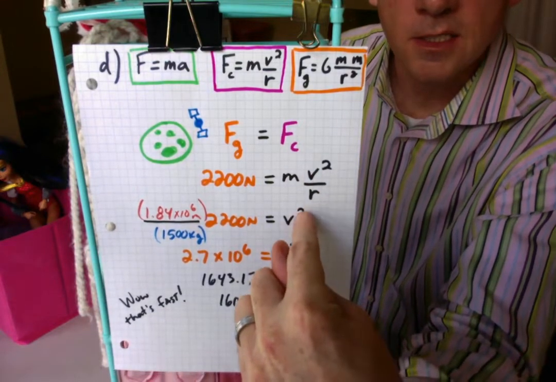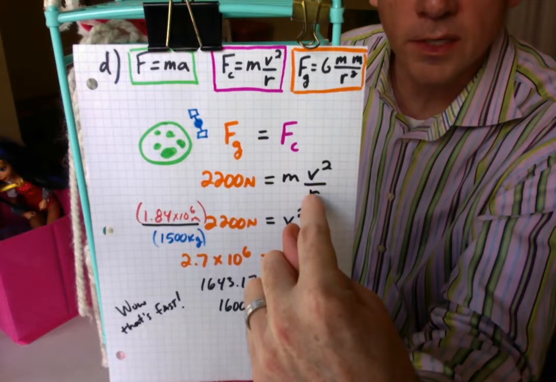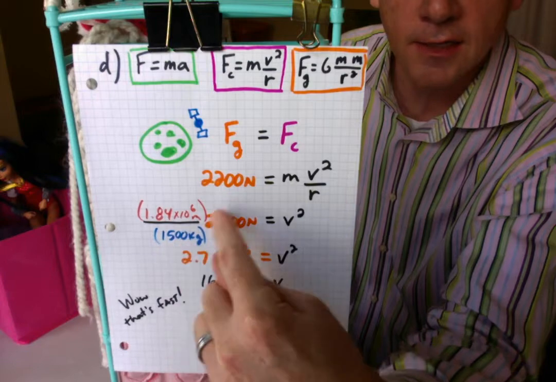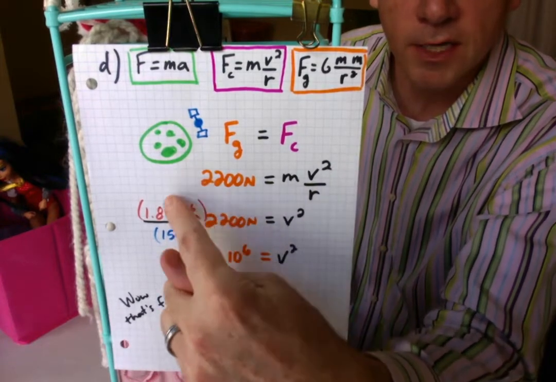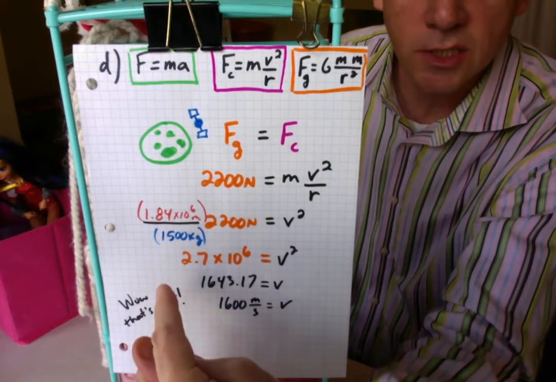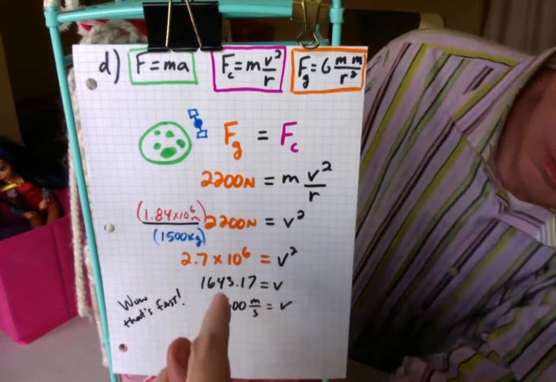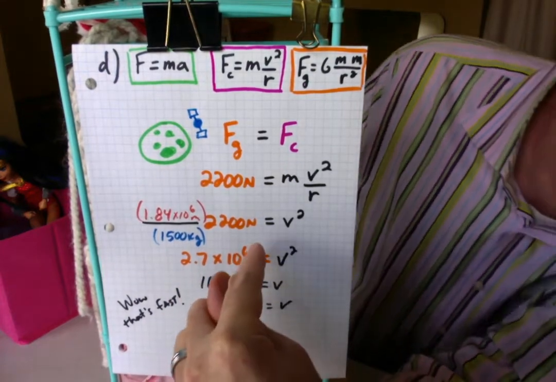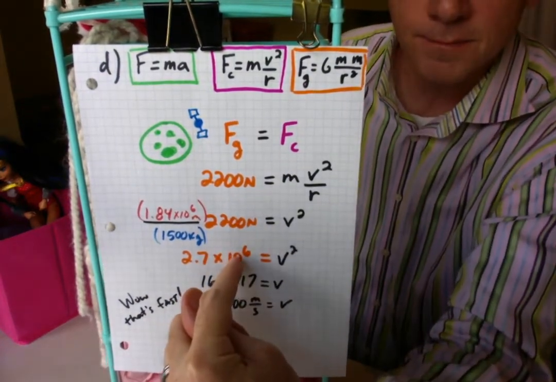So we say, well, we need to divide both sides by the mass to get it on the other side, multiply both sides by the radius to get it on the other side. When we do that calculation, what do we get? We get 2.7 times 10 to the 6. Okay, that's a pretty darn big number.